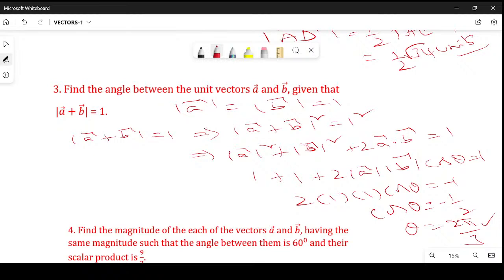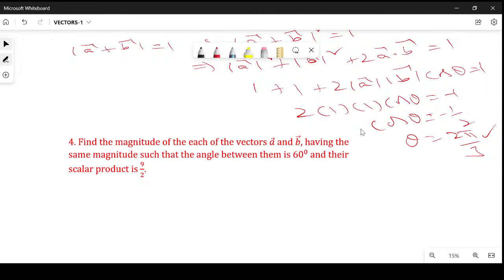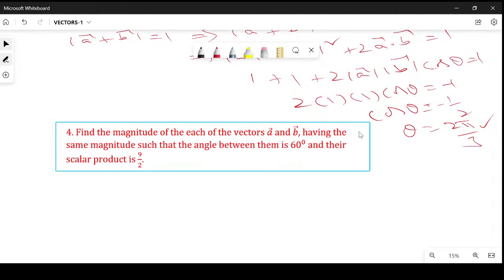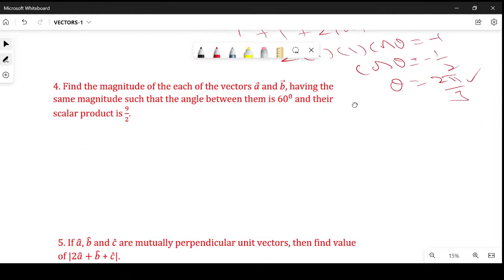Find the angle between two unit vectors that are given. Then you take mod A bar plus B bar is equal to 1. Squaring on both the sides, you expand mod A bar square plus mod B bar square plus 2 into A bar dot B bar equal to 1. Substitute the values. Cos theta equal to minus 1 by 2. Theta equal to 2 pi by 3. I hope you understood this. If you have doubt, you can ask me up to here.